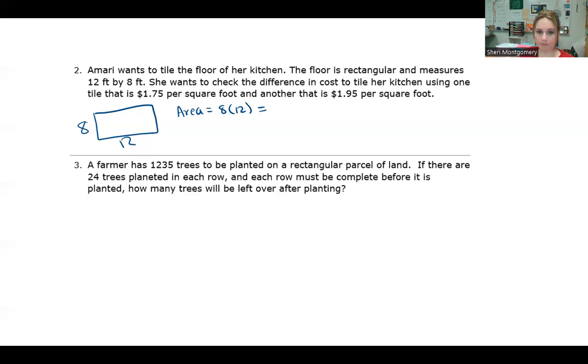What is it? 96. So it's 96 feet squared. So that's my area. And then she wants to check the cost of the tiles. So I'll check one of them and you can check the other. To check the cost on the first tile, we would take that 96 and multiply it by $1.75 per square foot. So let's see how much it would cost to do that tile.